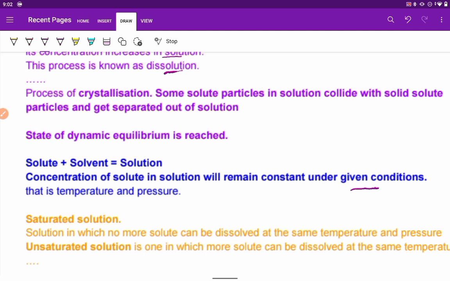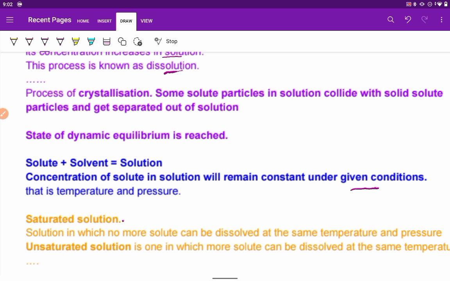So in this stage, when there is dynamic equilibrium, the concentration of solute in the solution will remain constant, provided temperature and pressure are also the same. That will be the given condition. The same thing happens when gases are dissolved in liquid solvents.